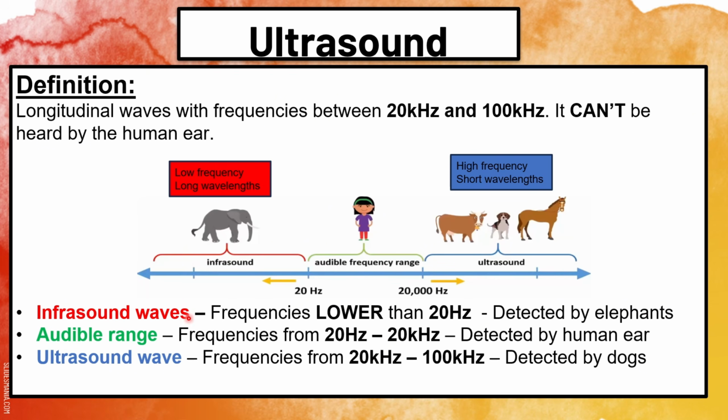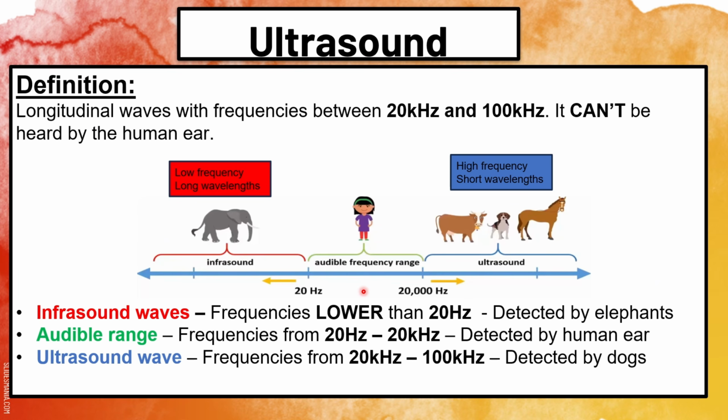Let's talk about ultrasounds. What are ultrasounds? They are longitudinal waves, or more specifically sound waves, with frequencies between 20 kilohertz and 100 kilohertz. These frequencies, or ultrasounds, cannot be heard by the human ear. The reason for it is because the frequencies are too high. The human ear cannot detect these high frequencies.